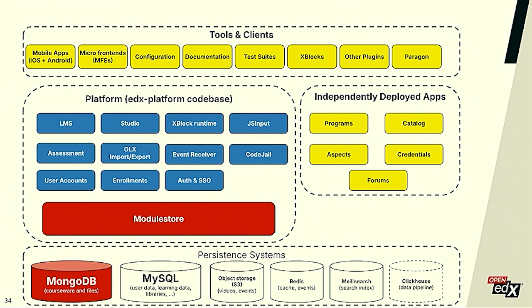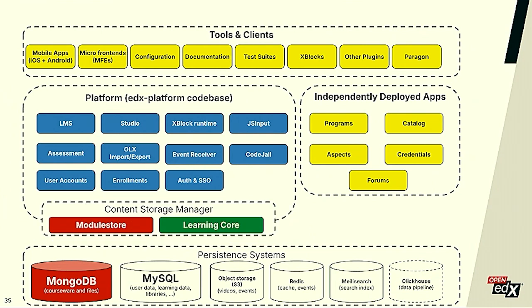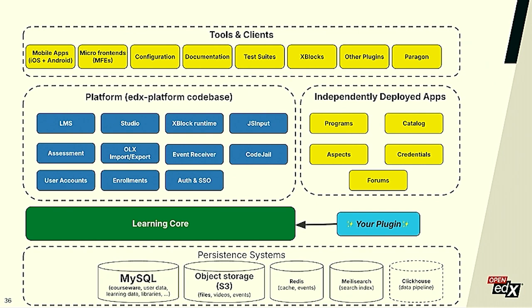So where we started, all content was stored in ModuleStore. Where we are now, courses are stored in ModuleStore, content libraries are stored in Learning Core. And where we're going is everything will be stored in Learning Core with the ability to write plugins against it. This will take some time to get to, unfortunately. We have to basically rewrite the whole course authoring experience. However, it's closer than you might think, and I'd like to demonstrate that.